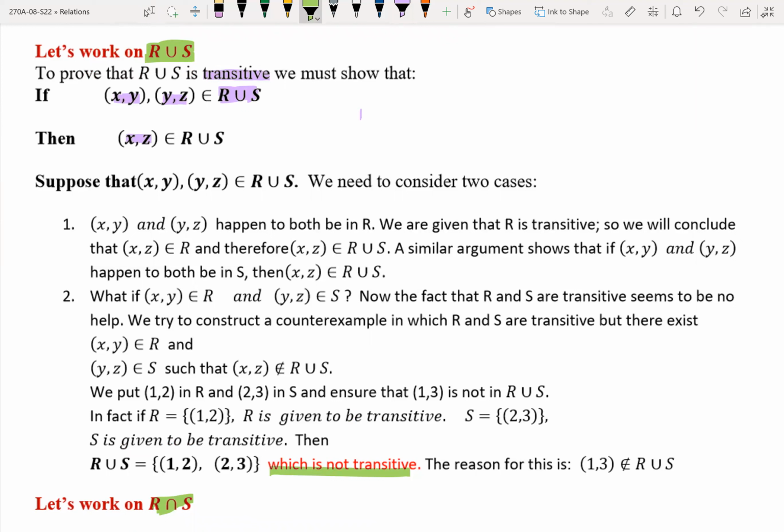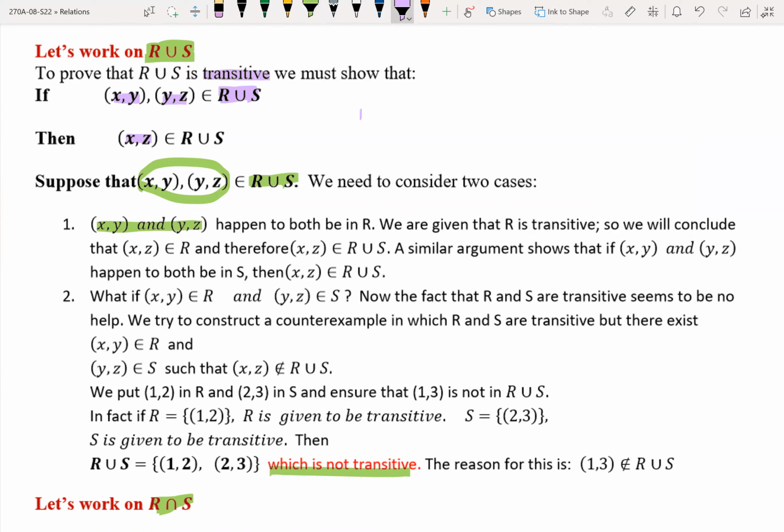First of all, if you have these two inside the union, if you have something inside the union, it is either in the R or in the S. Does it make sense? If it's in the union, it could be either in the R or in the S. What does it mean if you have two elements in the union? Either or. It could be both in the R, both in the S, or one of them in the R and one of them in the S. That's possible, right?